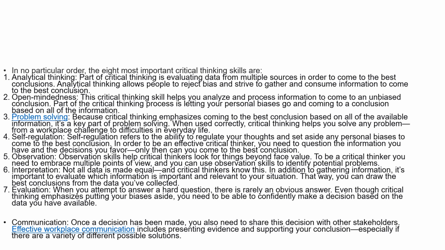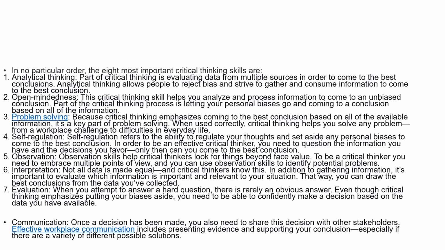Open-mindedness: the critical thinking skills help you analyze and process information to come to an unbiased conclusion. Part of the critical thinking process is letting your personal bias go and coming to a conclusion based on all the information. Problem solving: because critical thinking emphasizes coming to the best conclusion based on all the available information, it's a key part of problem solving. When used correctly, critical thinking helps you solve any problem from a workplace challenge to difficulties in everyday life.